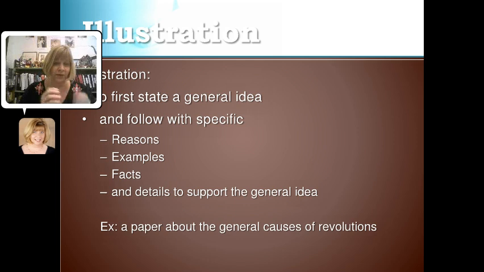Now remember, some of these patterns do overlap, so it is possible that some different papers could use a combination of effects. So the first thing we talked about is narration. This is illustration, another type of pattern.